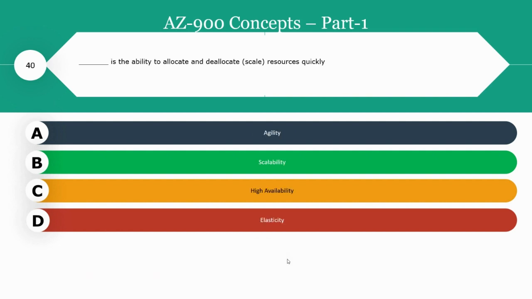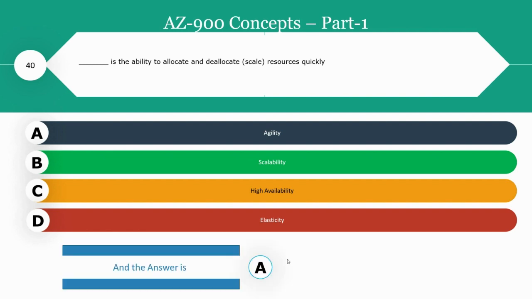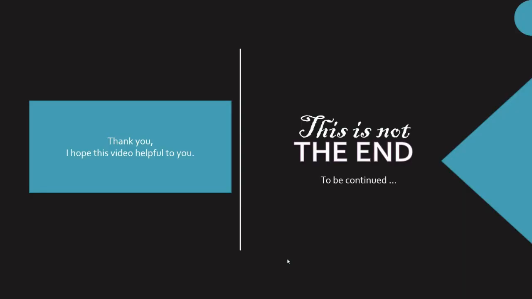Dash is the ability to allocate and deallocate, that is scale resources quickly. You have options like agility, scalability, high availability, and elasticity. This is called agility. Handle the situation based upon the demand. You should not get confused with the word given in the question, that is scale. So it's a kind of ability to bring and get rid of the resources very quickly or on need basis. That's the term called agility. That's all for today. And the right answer for the 40th question is option A.